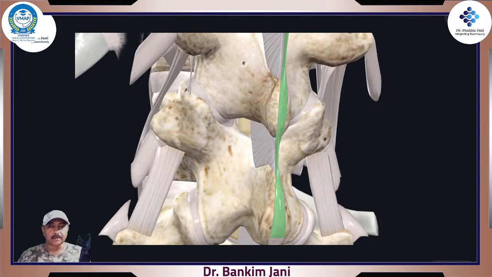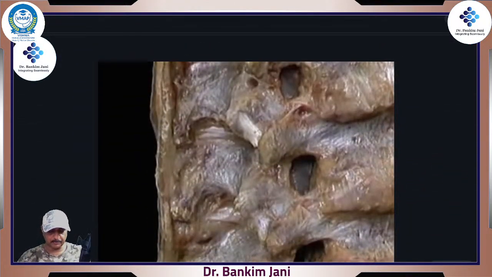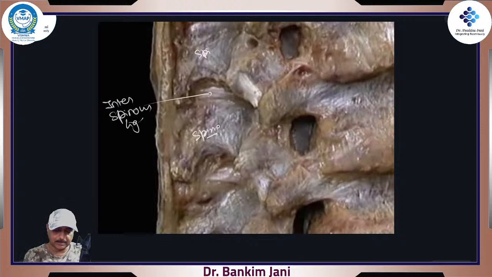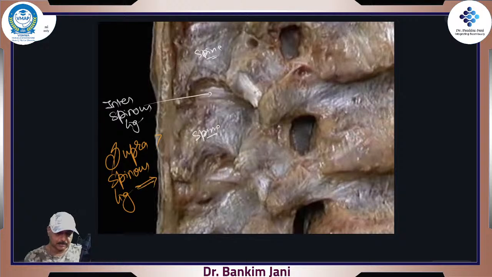Let's see one more thing. For a better perspective, keep this figure on hold and watch this one, which would be much easier. This one is the interspinous ligament, because these are the spines of the vertebra. What we are interested in now is something over here, on the spine. We'll call it the supraspinous ligament. This one, or we can say this one, that is supraspinous.